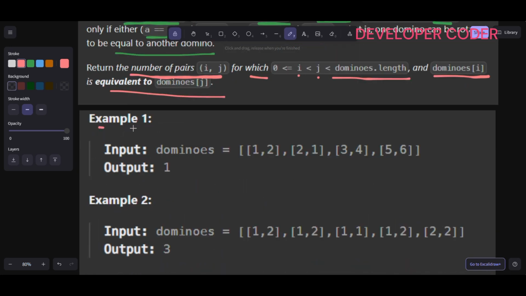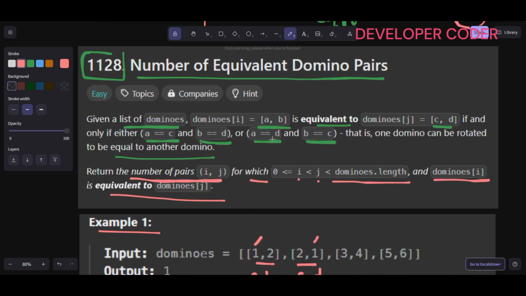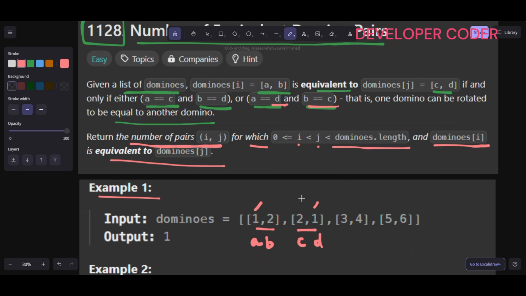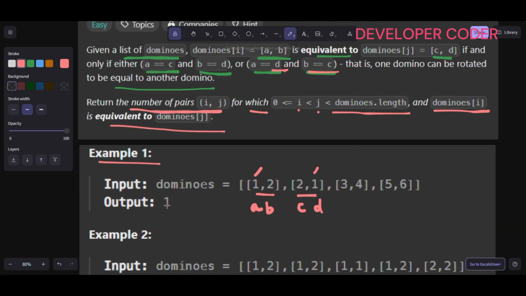Now see this example number 1. Here we have 1 2 and here we have 2 1. So here this value is matching with this. If I write it a b c d, you see a is matching with d, and b is matching with c. This case, so this is one, and any other, no, so only one. These two are equivalent. This is the only pair which is equivalent, having equivalent pair dominoes[i] and dominoes[j].